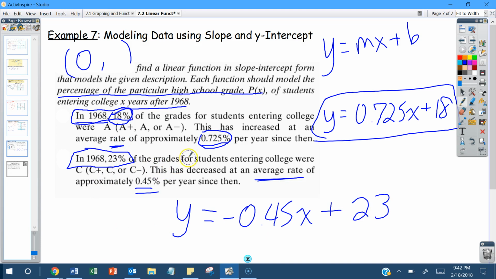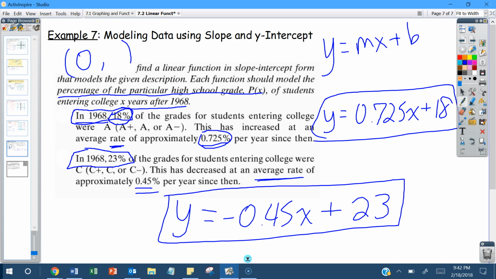Cool. So that's how we're going to use slope-intercept form to help model situations. We're going to need to find the rate, which is m, and we're going to need to find the constant value when x is equal to 0, and that's going to be our y-intercept. So in this case, it was the 18 and the 23. So I hope that's enough to get you started on some of these questions. A lot of it is just graphing using slope-intercept, but for the modeling questions, these intercepts and the slope-intercept forms are going to come into play, and it's going to be really handy.